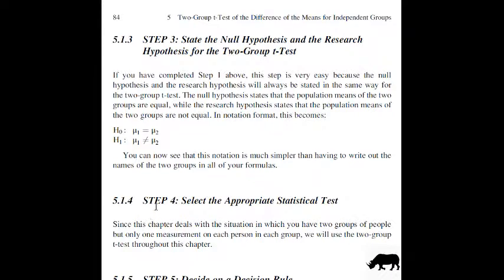Step 4. Select the appropriate statistical test. Since this chapter deals with the situation in which you have two groups of people but only one measurement on each person in each group, we will use the two-group t-test throughout this chapter.